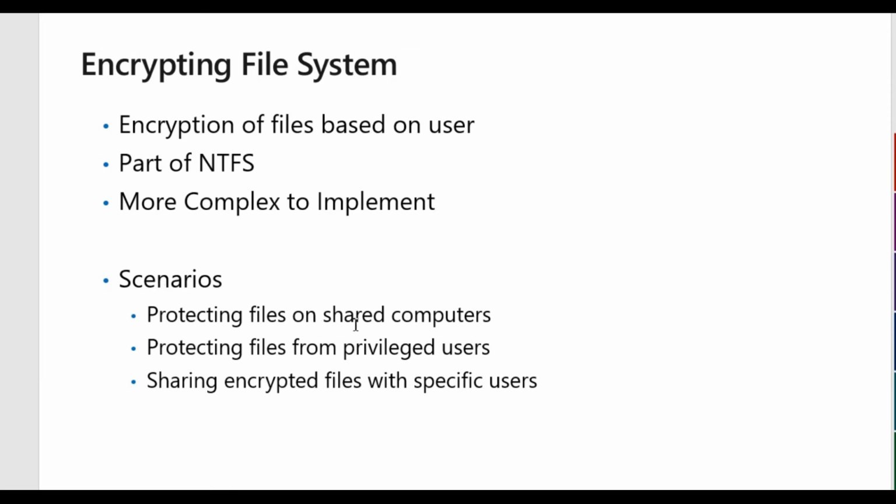Scenarios: protecting files on shared computers, protecting files from privileged users, sharing encrypted files with specific users. Encrypting File System we have looked at before. That is when you go to the advanced features. Remember, there are two options: one is compression, one is encryption. So the encrypting file system is related to the NTFS file system.